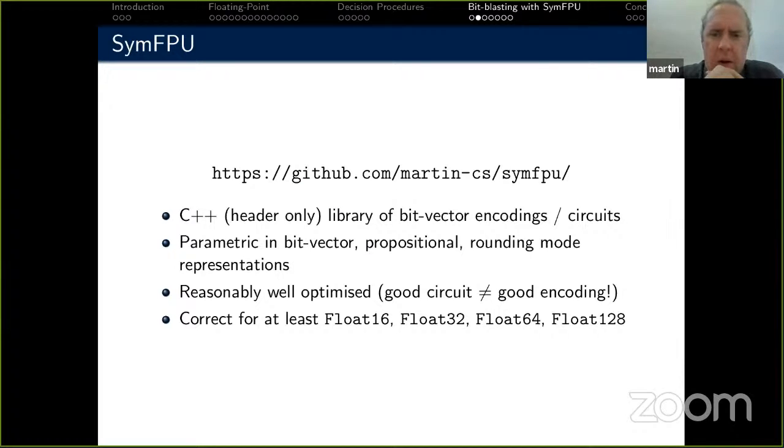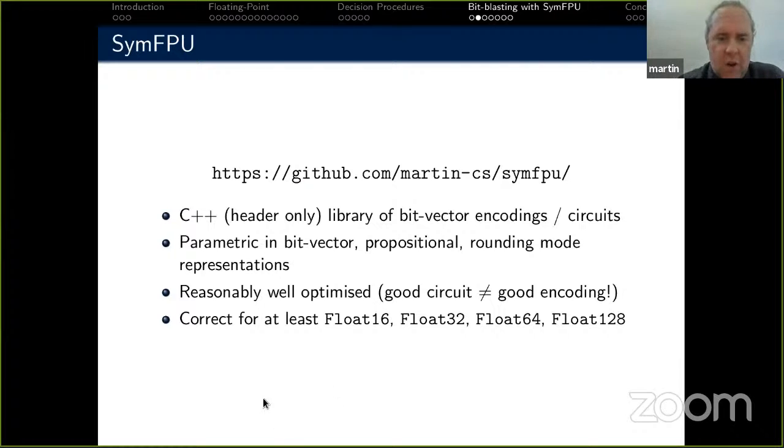So yeah, SymFPU. It's a C++ library, and it is parametric in terms of how you represent the bit vectors, how you represent individual propositions, how you represent rounding modes and these kinds of things. And so the idea is that you can plug this into various different solvers. At the moment, I wrote the integration that connects SymFPU into CVC4, and it's used as CVC4's floating point solver.